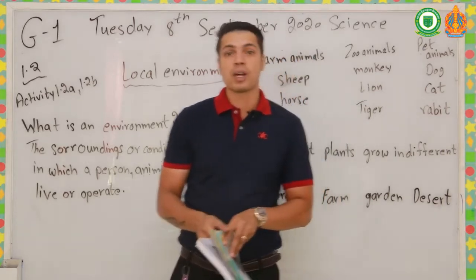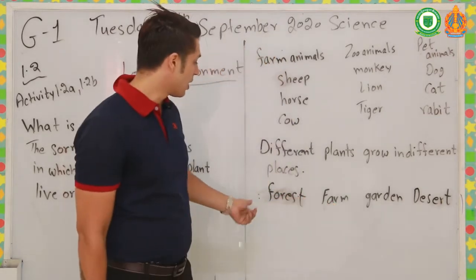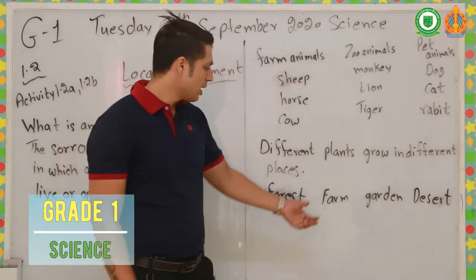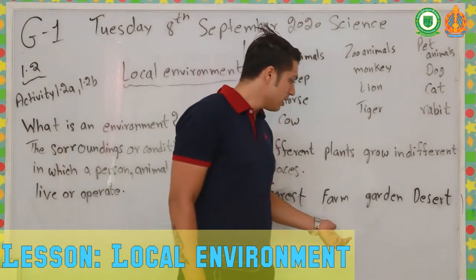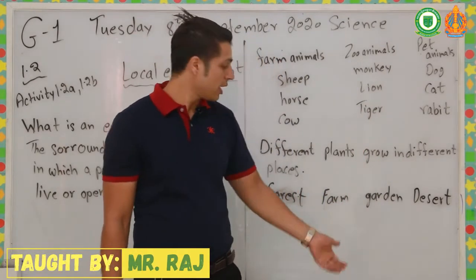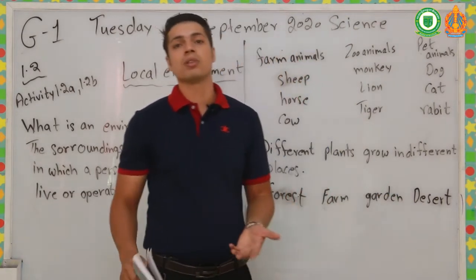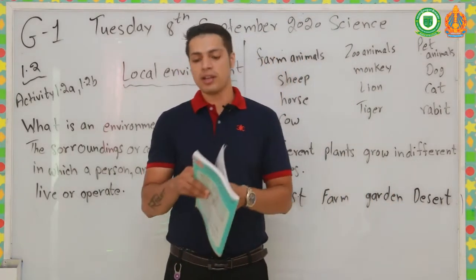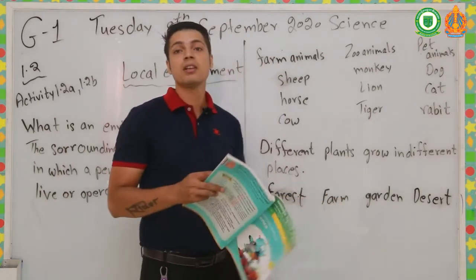So now if we talk about plants, okay, different plants grow in different places and in different conditions. Okay, so like some trees or plants you will see in the forest, they only grow in the forest, and some plants like vegetable plants, they grow in the farm, and in the garden we can grow flower plants, okay, and as well vegetable plants. Okay, in the desert, like cactus plant you will only see in the desert. Okay, desert is the area where it's only sand. Okay, so different plants grow in different places.